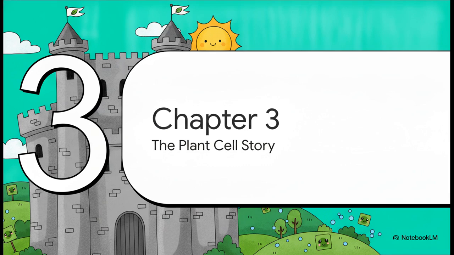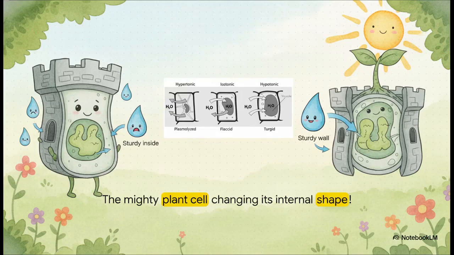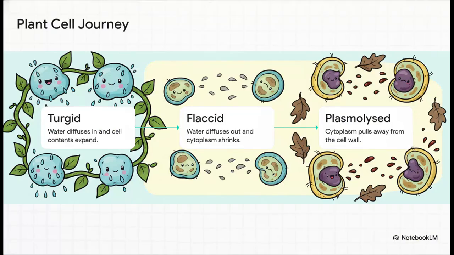Chapter 3, the plant cell story. When our first character, the mighty plant cell, reacts to water, it actually changes its internal shape. But surrounding it is this incredibly strong, unyielding cell wall. Because of this protective boundary, the plant cell is kept completely safe from bursting open. It allows the cell to withstand immense pressure when water rushes inside, pushing the cell's contents right up against that sturdy wall. Let's map out this epic three-part journey for the plant cell.